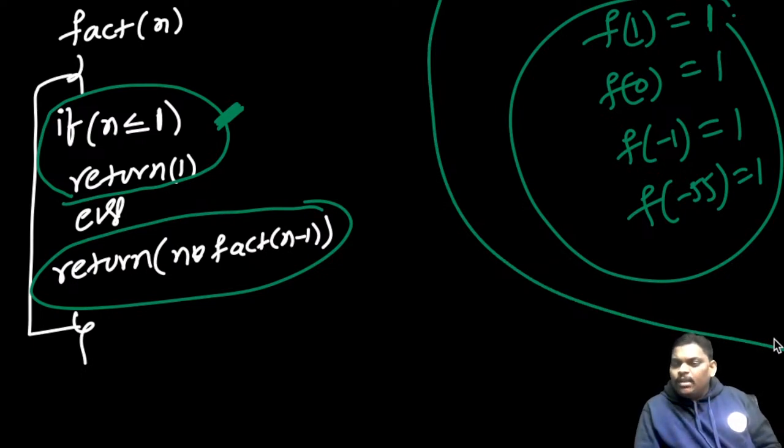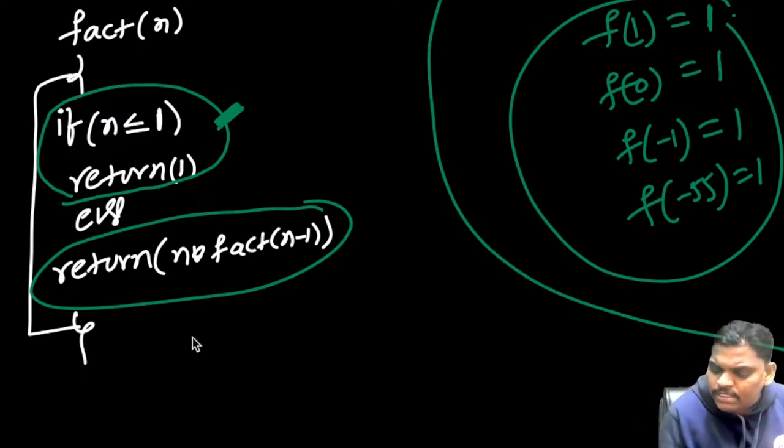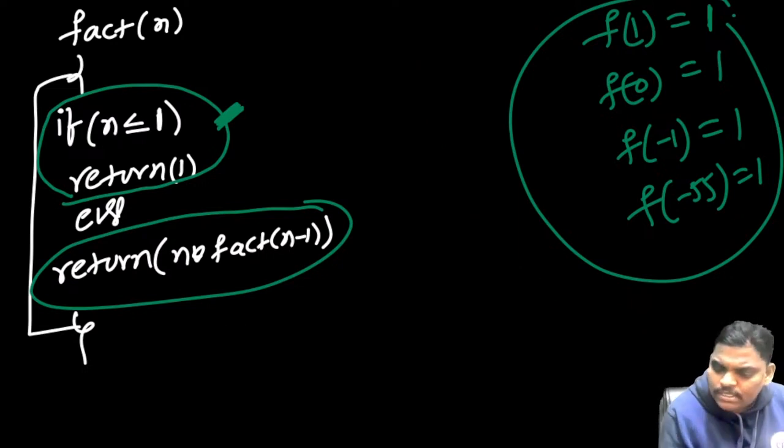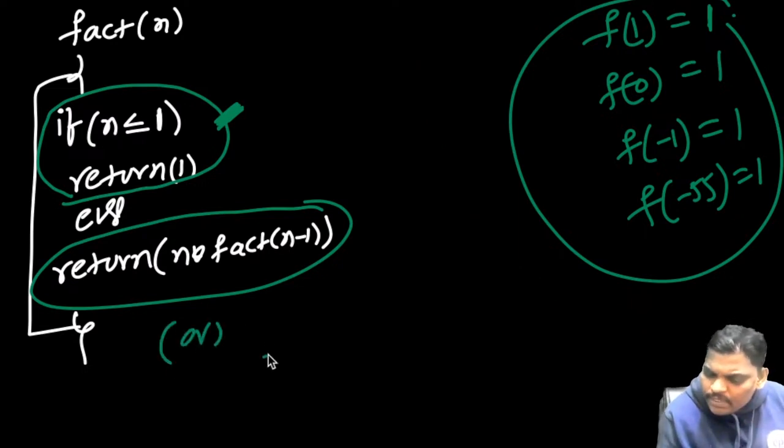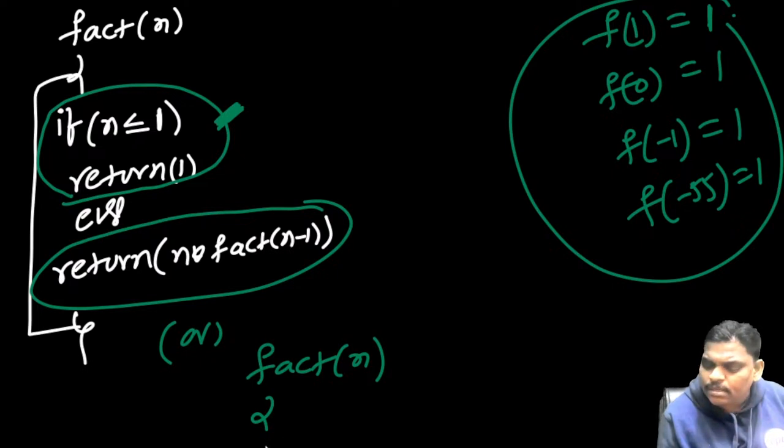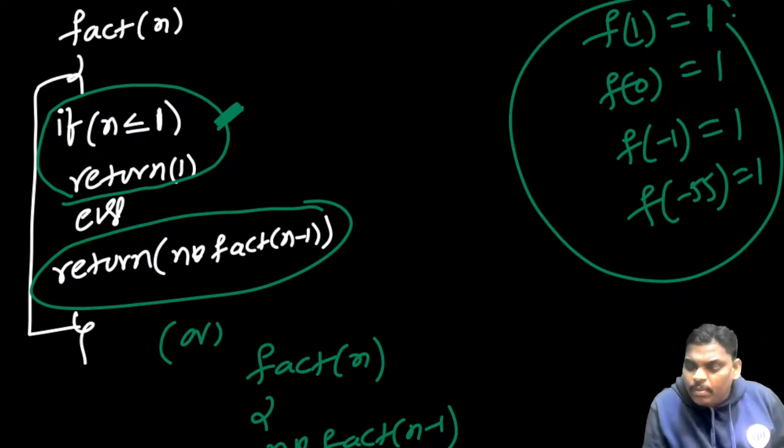If you write the non-termination first, see this one. Some people are asking, sir, I will swap, sir. Then what is the meaning of swapping? You have written here n times fact of n minus 1. Also, if n is less than or equal to... suppose assume that someone swapped the if part and else part.